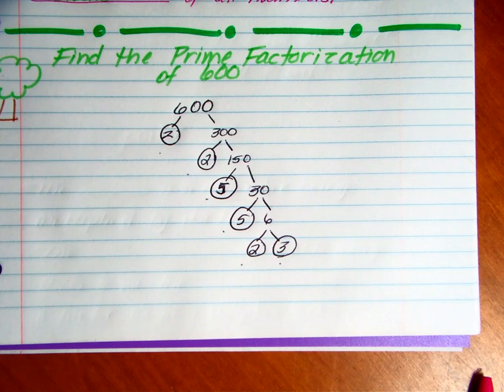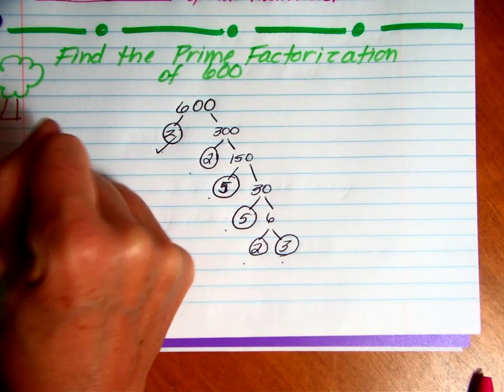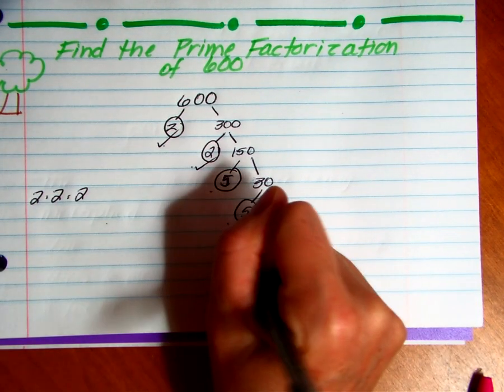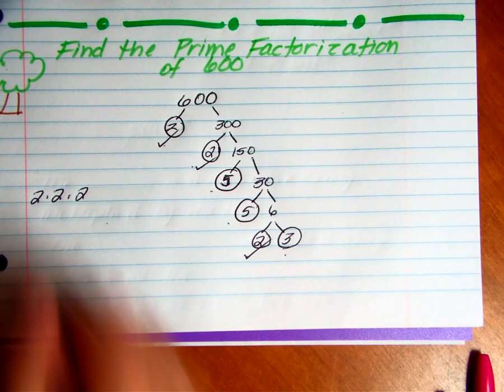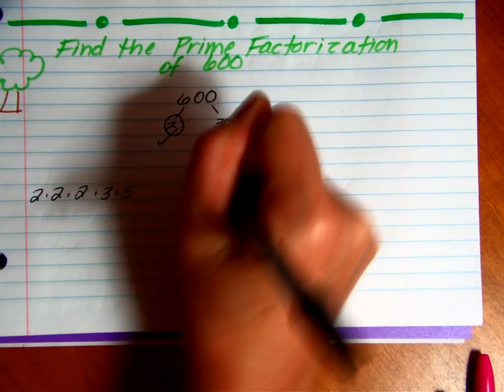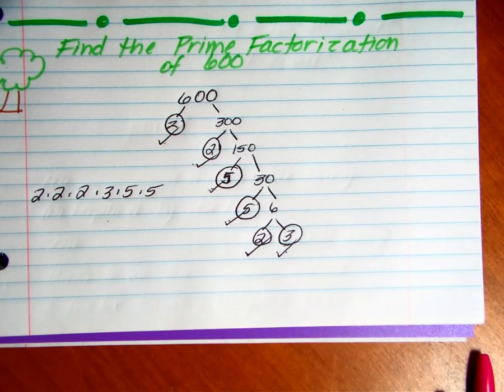But I'm going to write it nice in order. I'm going to write 2, check, times 2, check, times 2. I like to keep all the 2's together. Check, times 3, check, times 5, check, times 5 again, check. Got them all. Well, will that get me 600 if I multiply all those factors together?